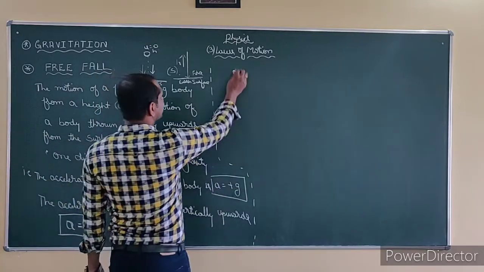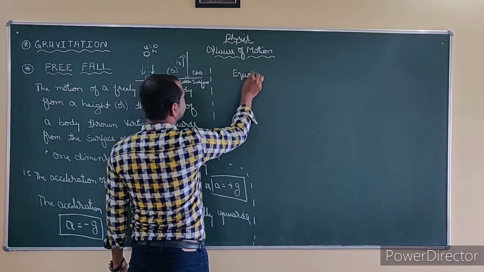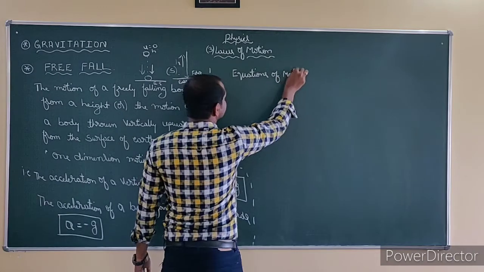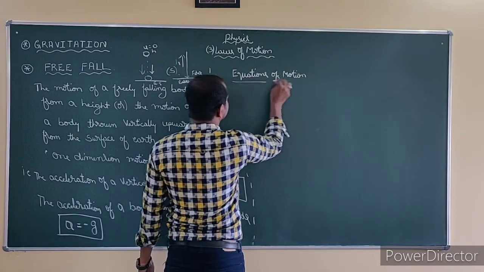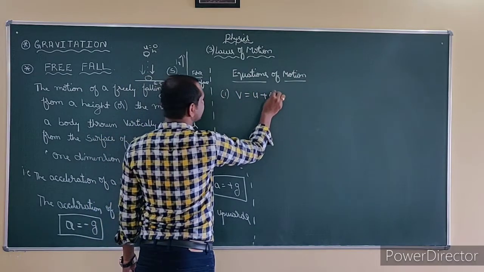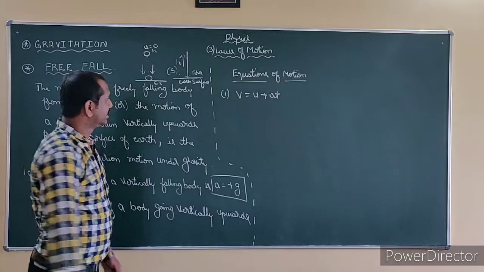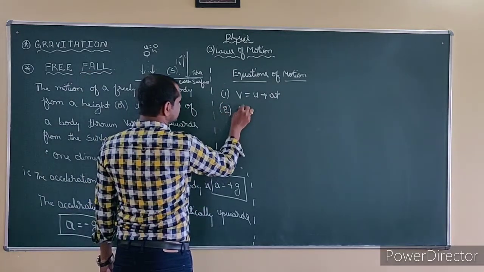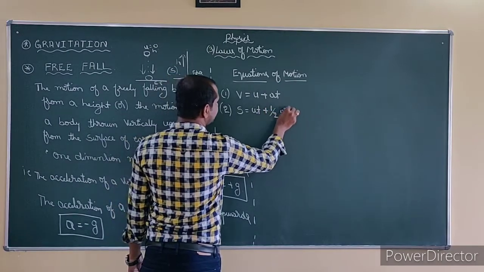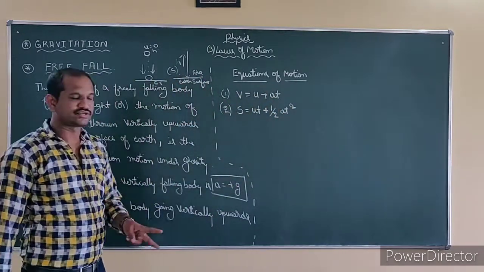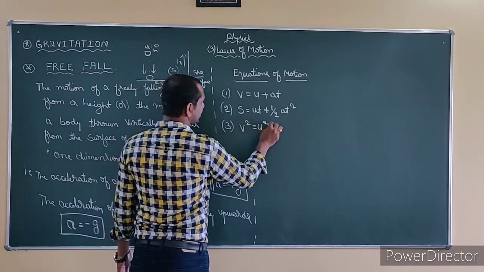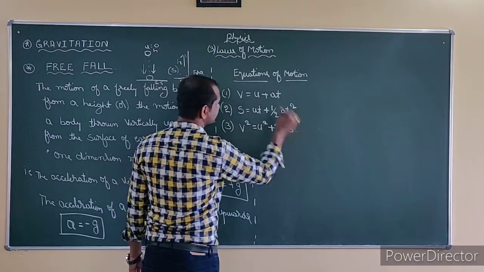Now we need to remember the equations of motion. What are the equations of motion we studied in motion in one dimension? If you recall, the first is v = u + at. Next, the second one: s = ut + half at square. This is the second equation of motion. And the last one is v square = u square + 2as.